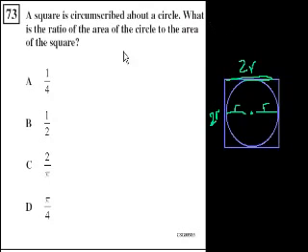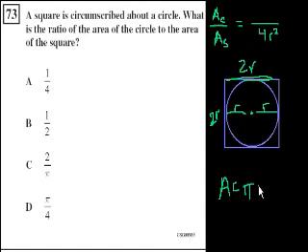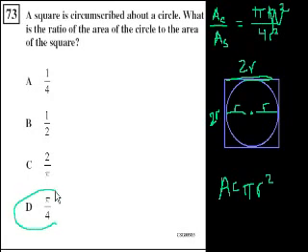So they want to know the ratio of the area of the circle to the area of the square. So area of the circle over the area of the square, right? The area of the square is just 2R times 2R, which is what? 4R squared. Area of the circle is just pi R squared. Hopefully you learned the formula for the area of the circle. It's just pi R squared. So write that down, pi R squared. Divide the numerator and the denominator by R squared, and you're left with pi to 4. And that's choice D.